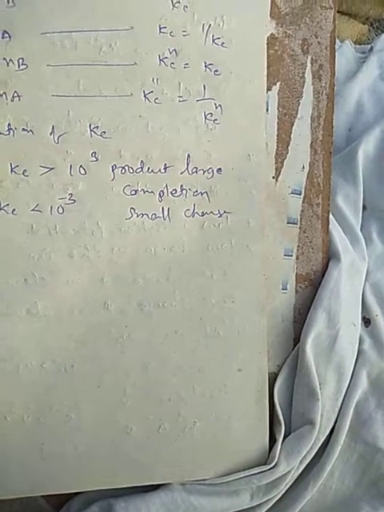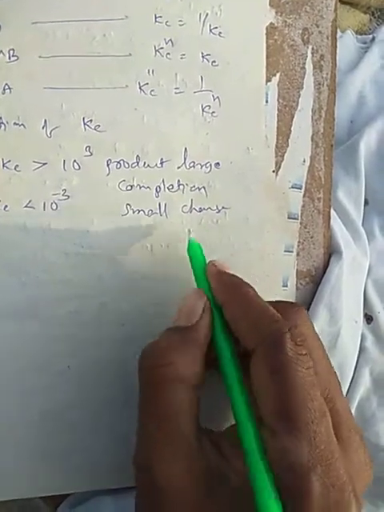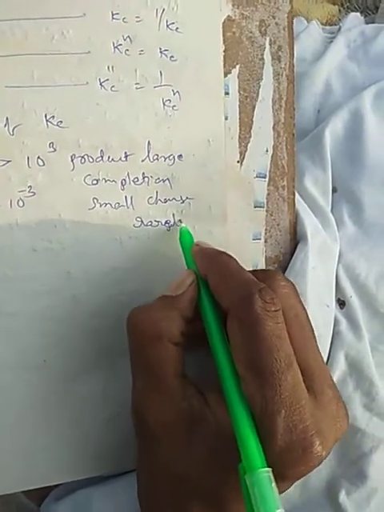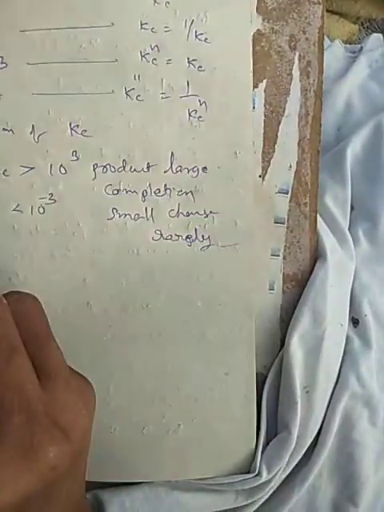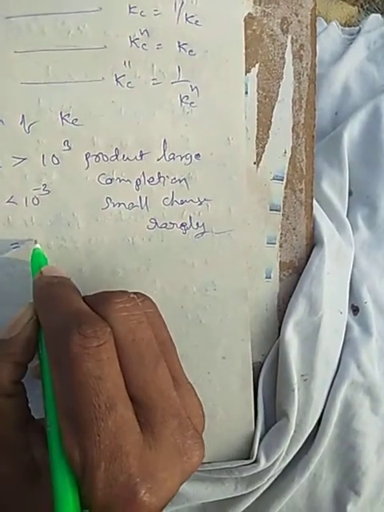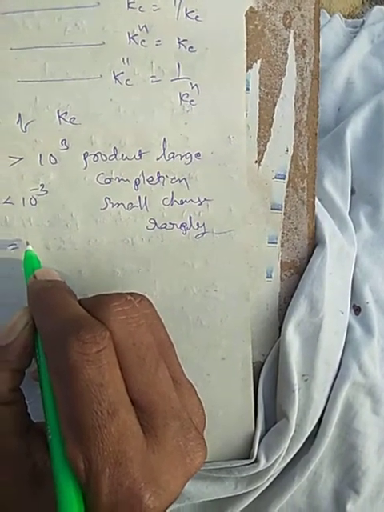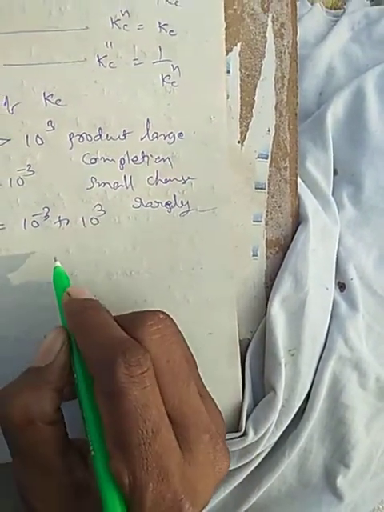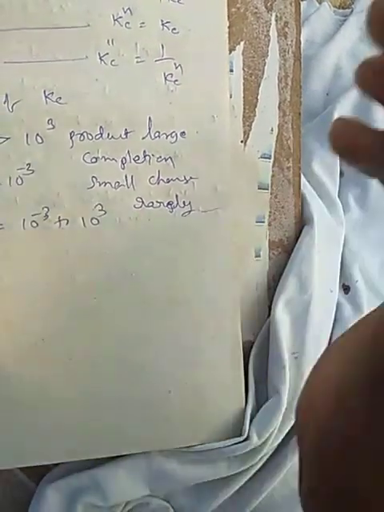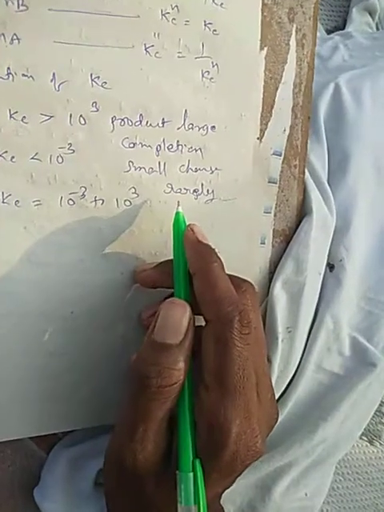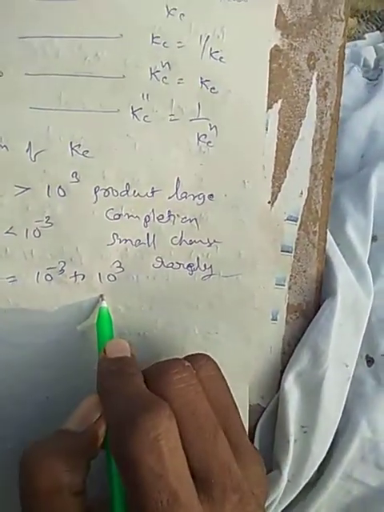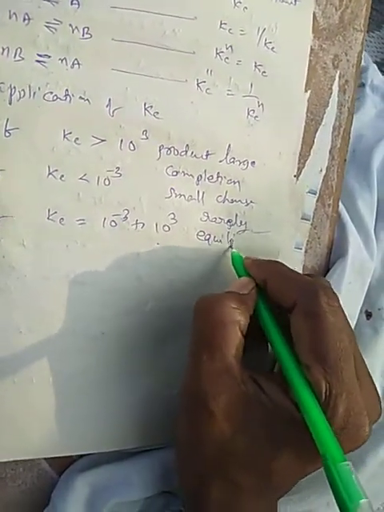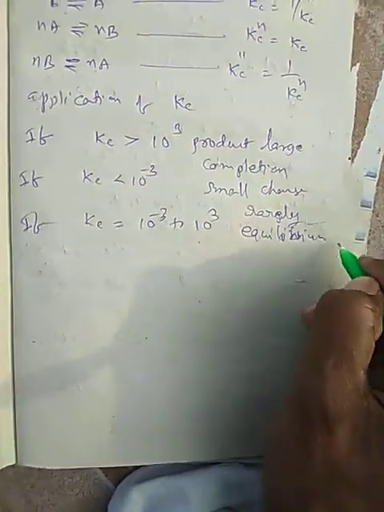In this case, the reaction proceeds very rarely to form product. If Kc is equal to 10 power minus 3 to 10 power 3, then the concentration of reactant is equal to the concentration of product. Then it attains equilibrium.